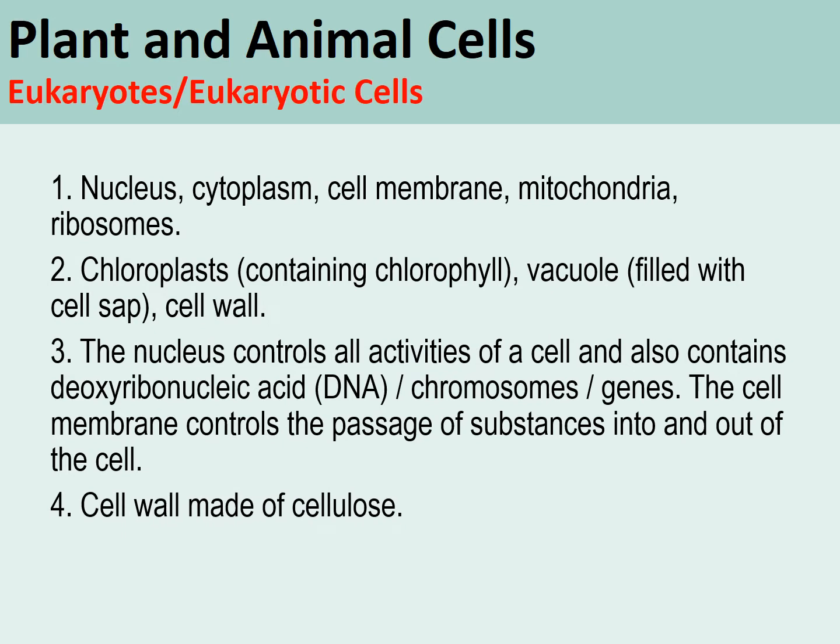Now, the cell wall in a plant is actually made of cellulose, which we did not talk about in lesson number 1. So, the cell wall in plants is made of cellulose. And the reason why I'm bringing that up now is because when we look at prokaryotic cells, even though they do have a cell wall, it's made of a different substance. But we do need to know that the cell walls in plant cells contain cellulose.